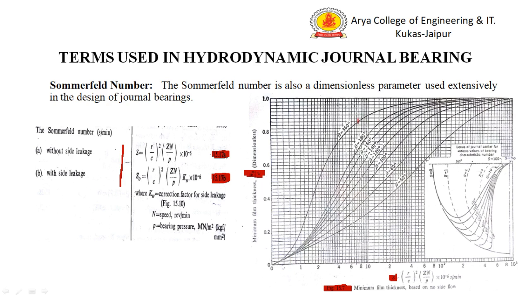There are many graphs for different angles of contact. Generally for a full journal bearing, the angle of contact is 360 degrees. Let the Sommerfeld number be 4 into 10 raised to minus 6 second per minute. So this is the value of Sommerfeld number, and for a full journal bearing we can determine the value of h0 by C. So from the h0 by C value we can calculate the minimum oil film thickness h0.